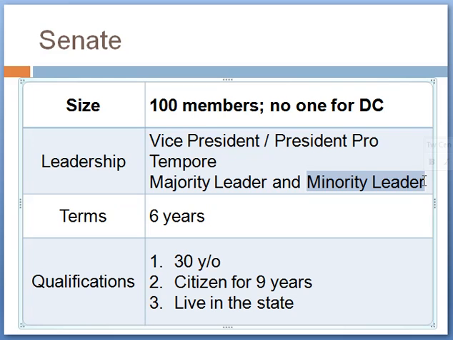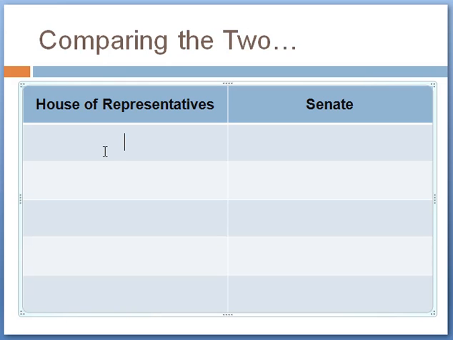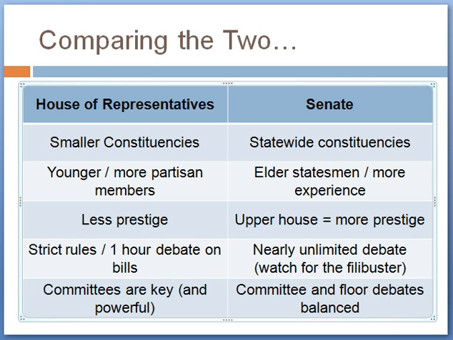Their term is a lot different. It's 6 years. They do not have to go up for re-election every time there's a federal election. Their qualifications are a little bit more stiff. You have to be at least 30 years old. You have to be a citizen in the United States for the last 9 years before election, and you simply have to live in the state, again, that you represent. There are some different and key parts that we're going to look at here in a second. So let's take a look at each of these as they compare.